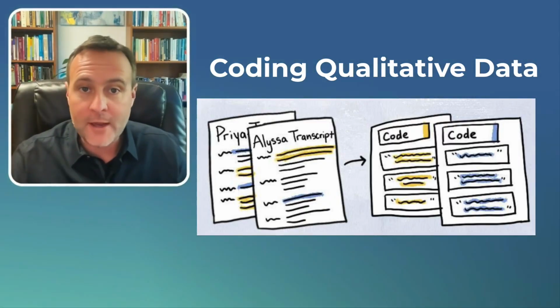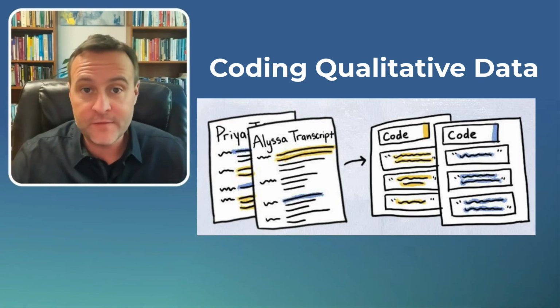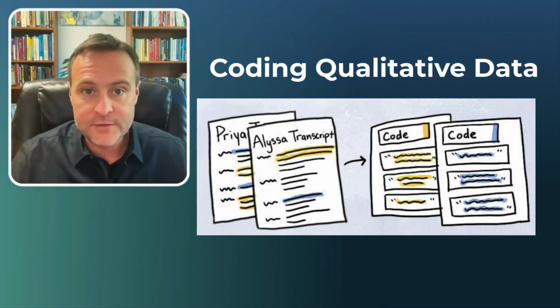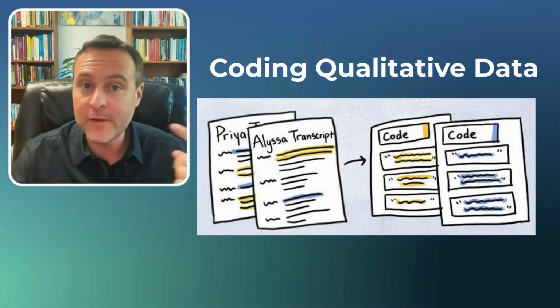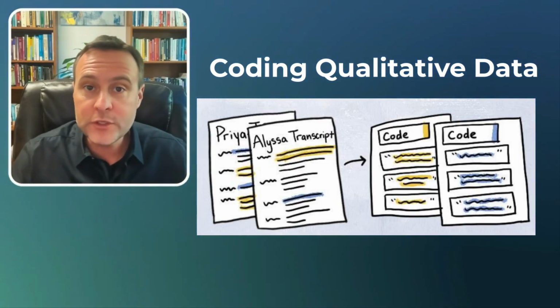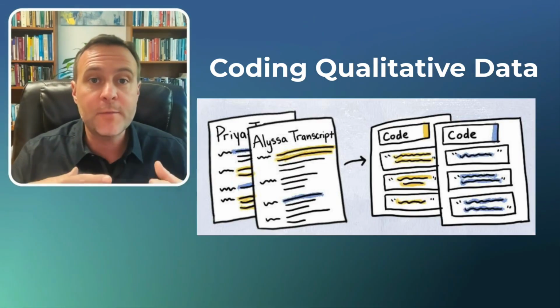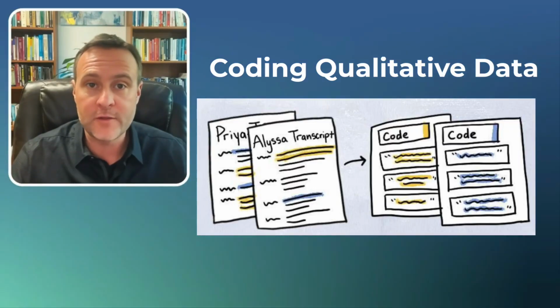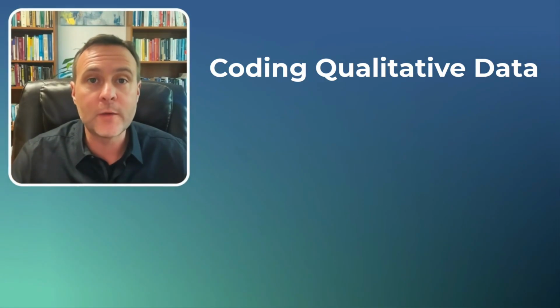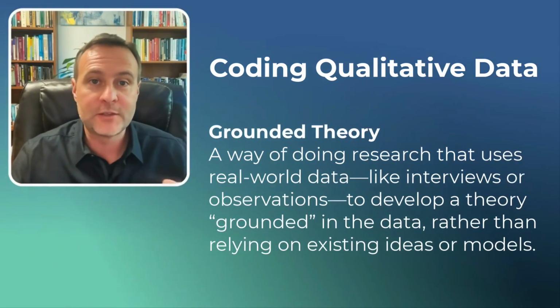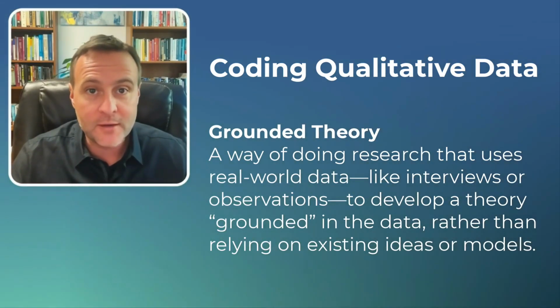So why does it matter? It helps organize large amounts of text into manageable insights. It also helps identify recurring ideas. You can see how often certain things are coming back up, emotions, concepts, and it helps support theory development in qualitative research. Literally, the process I'm going to explain here is rooted in what we call grounded theory, which is a method of interpreting data.